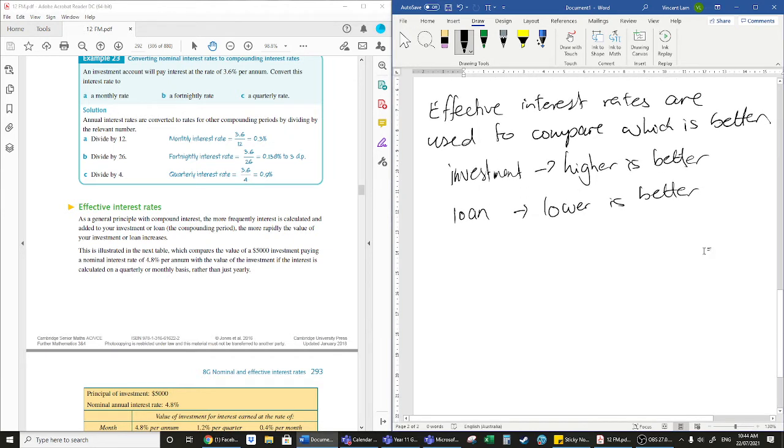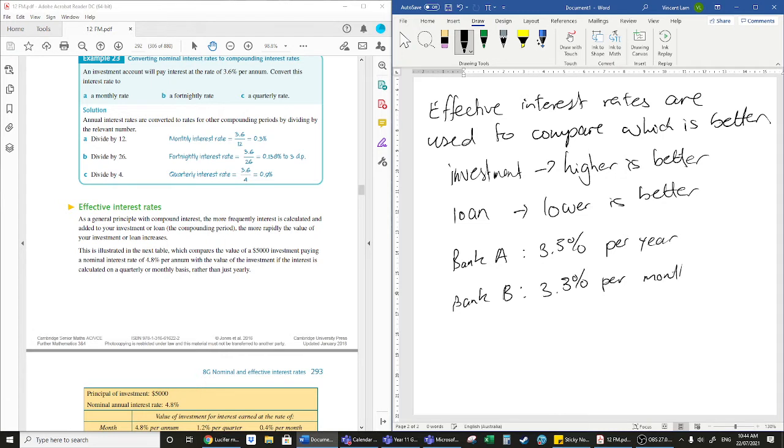Alright, so what I mean by that is, let's say Bank A gives you 3.5% per year and Bank B gives you, let's say, 3% per month. So you don't know which one's better at the moment because you're just looking at the numbers there. So 3.5% per year obviously looks a bit better because it's 3.5% every year and the percentage is higher.